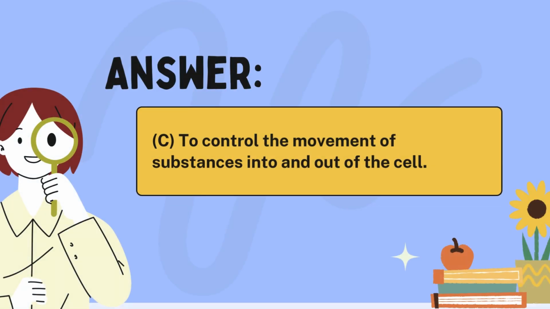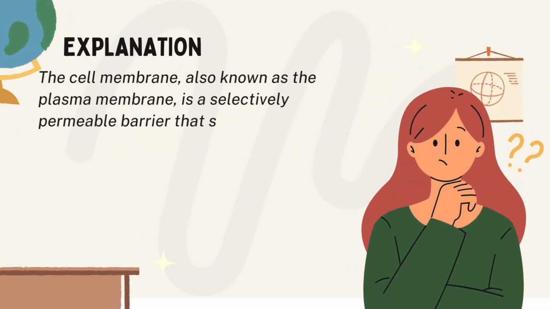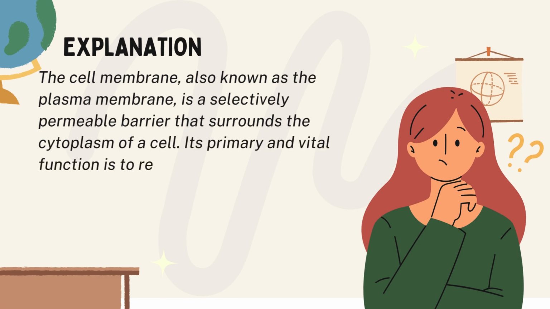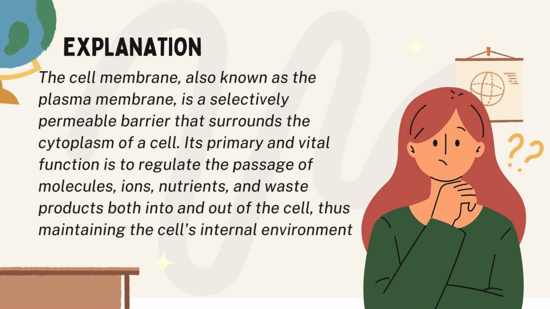Answer: C. To control the movement of substances into and out of the cell. The cell membrane, also known as the plasma membrane, is a selectively permeable barrier that surrounds the cytoplasm of a cell. Its primary and vital function is to regulate the passage of molecules, ions, nutrients, and waste products both into and out of the cell, thus maintaining the cell's internal environment and enabling its essential functions.